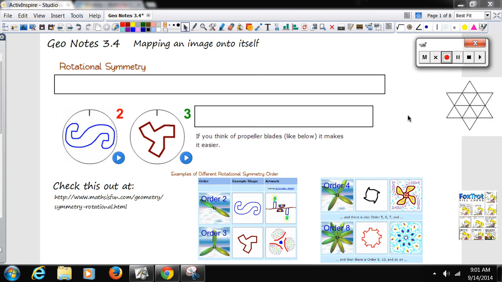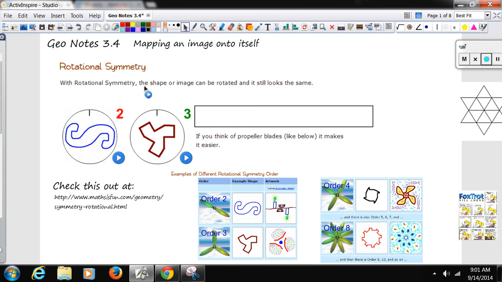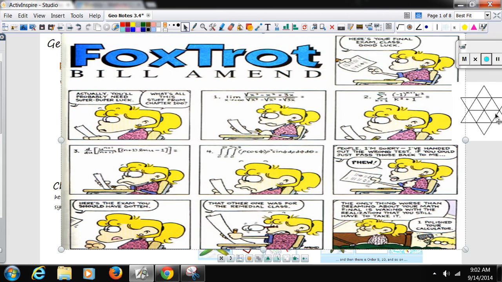Hello, here are notes for Geometry 3.4 section. We're still in our transformation unit, although we're going to go back a little bit and talk about some symmetry. We were talking about rotations last time, so we're going to talk about some rotational symmetry. With rotational symmetry, the shape or image can be rotated and it still looks exactly the same. In other words, it lands on top of itself and you wouldn't even see the difference. That's what it means.